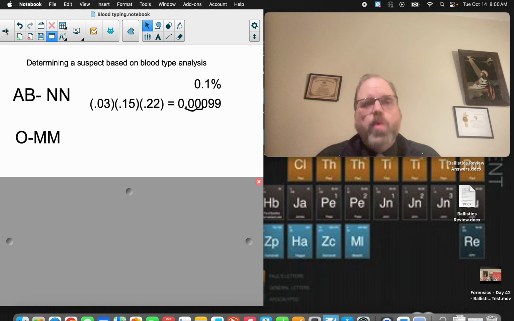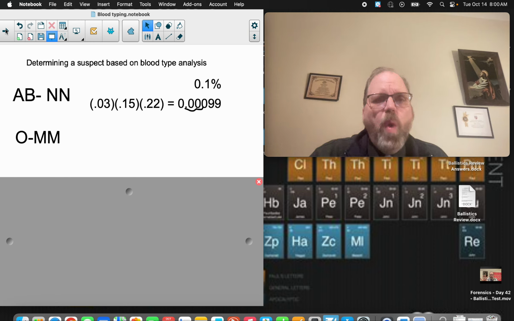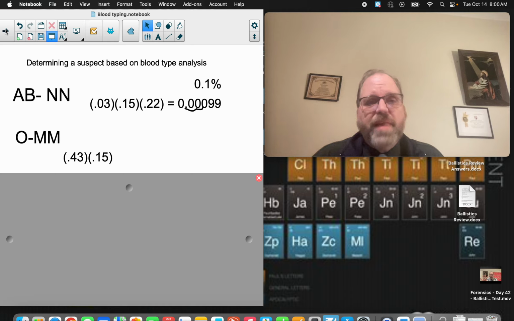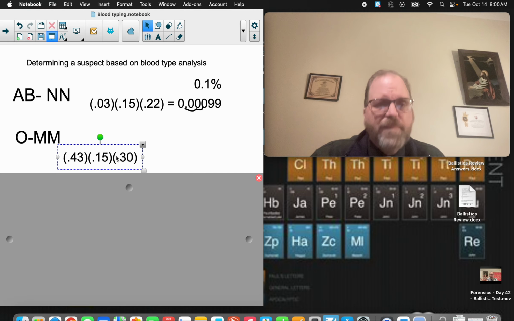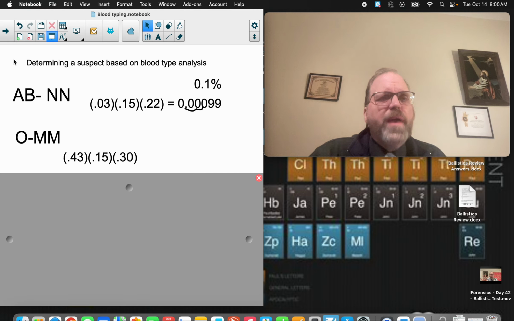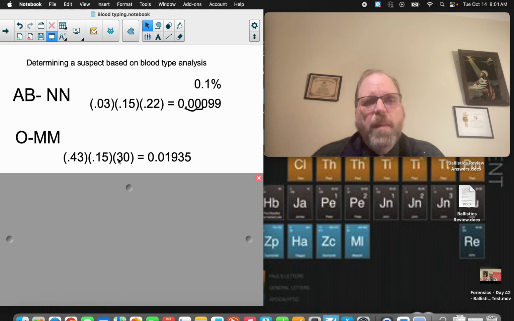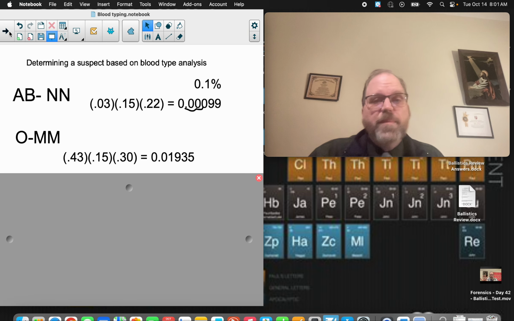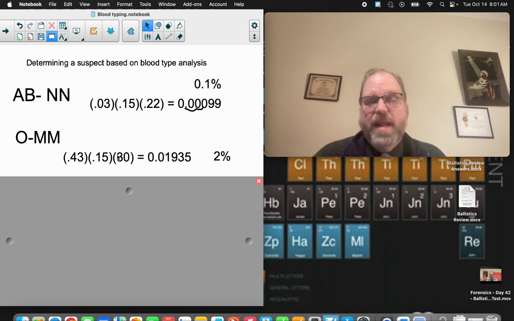All right, let's try O negative MM. So here, O we said was 43% of the population, so that's 0.43. Negative, again, is 0.15. And then MM, we said was 30%, that's 0.3. All right, so we multiply that through, we get 0.01935. Moving to the right, we get about 2% of the population.